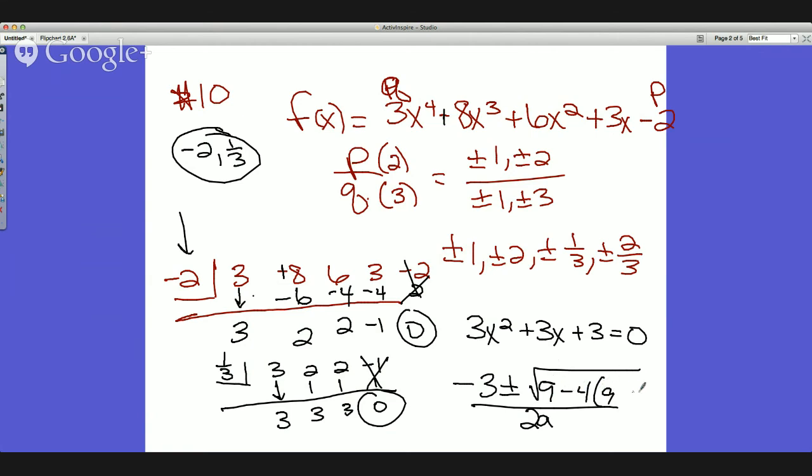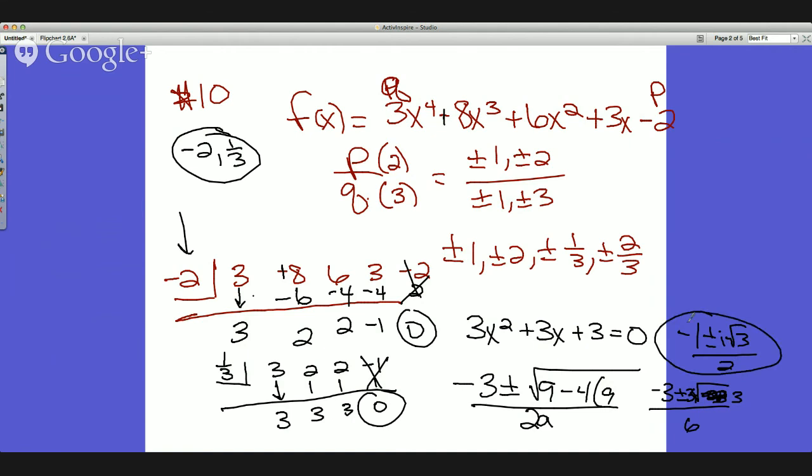9 minus 36 now would be -27. So now we've got -3 plus or minus the square root of -27 all over 2a, or all over 6. If I simplify the square root, I should get 3i root 3. Since this 3, 3, and 6 can all be divided by 3, it's got to be all 3, remember, not just 2 of them, all 3. We then get -1 plus or minus i root 3 all over 2.